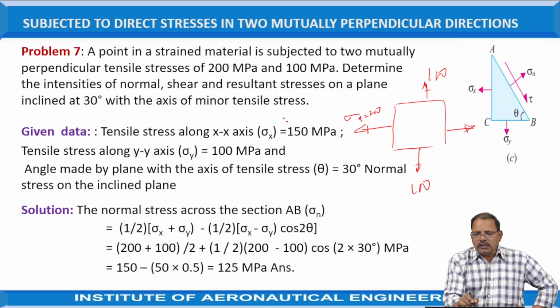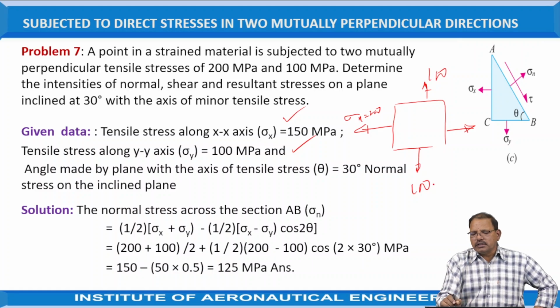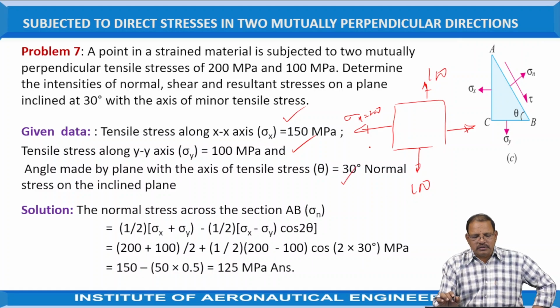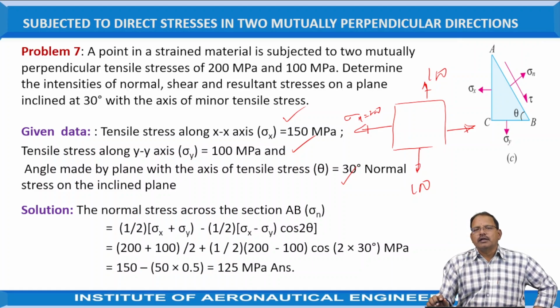So here, along the x-axis, σx is equal to 150, and along the y-axis, σy is equal to 150. The angle made by the plane with the axis is θ = 30 degrees. Now the normal stress across the section AB, according to the analytical method, is σn = 1/2 (σx + σy) − 1/2 (σx − σy) cos 2θ, which is equal to (200 + 100)/2 + (200 − 100)/2 into cos 2 into θ, with θ equal to 30.